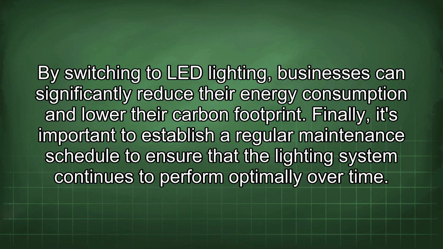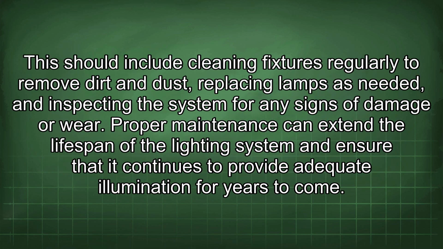Finally, it's important to establish a regular maintenance schedule to ensure that the lighting system continues to perform optimally over time. This should include cleaning fixtures regularly to remove dirt and dust, replacing lamps as needed, and inspecting the system for any signs of damage or wear. Proper maintenance can extend the lifespan of the lighting system and ensure that it continues to provide adequate illumination for years to come.